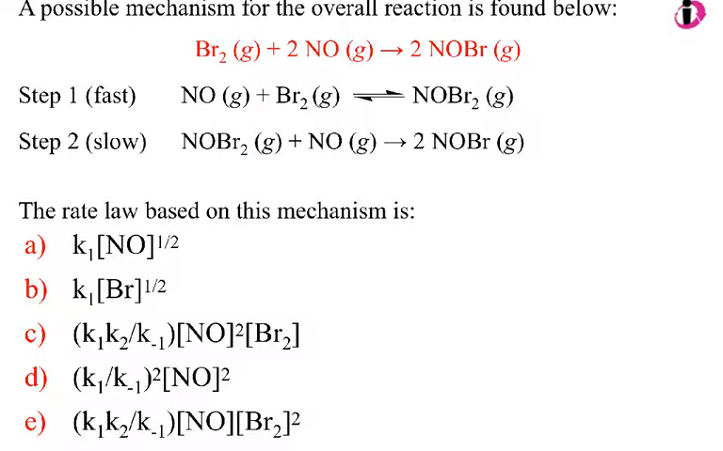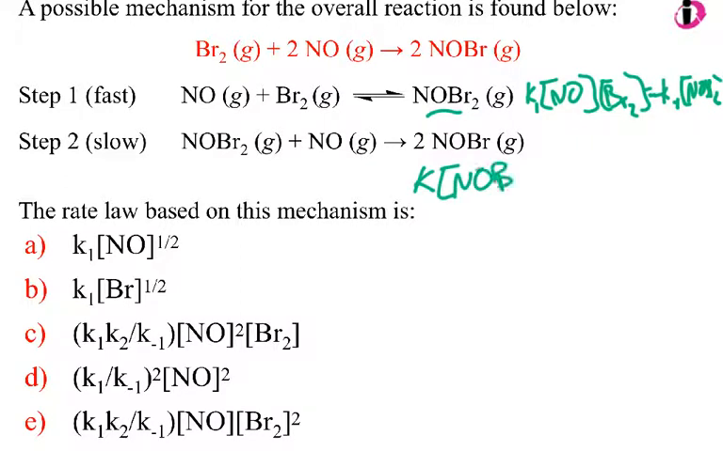So for forming our intermediate here, we know that K1 times NO times Br2 is equal to K minus 1 times NOBr2. And then our slow step, we have K2 times NOBr2 times NO, both to the first.